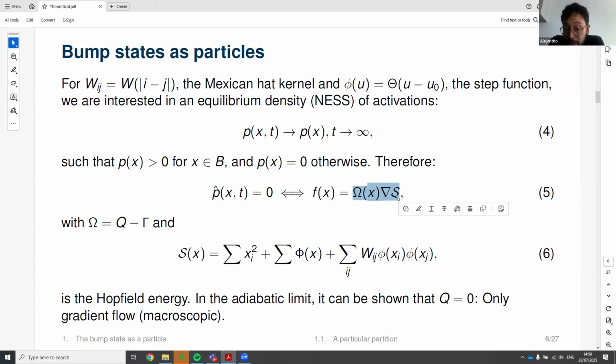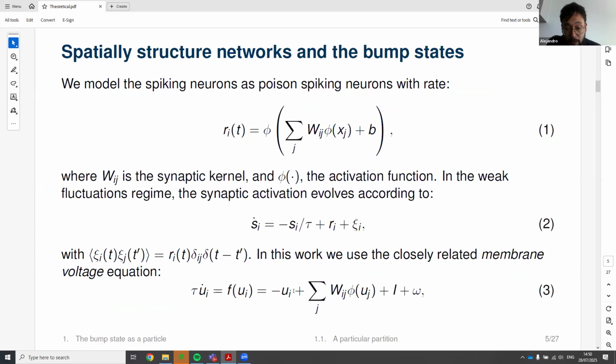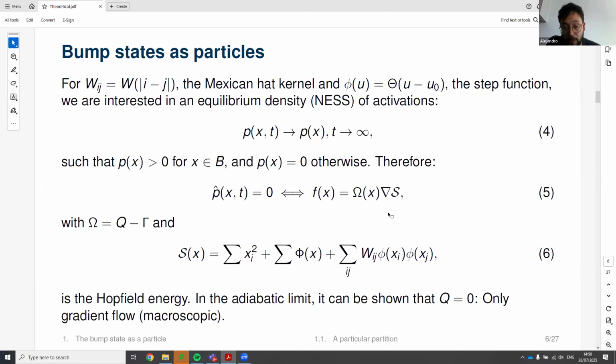So this is trivially true in this case because it turns out that the right-hand side of this equation is just the gradient of the Hopfield energy. And it's easy to show that in the Helmholtz decomposition of these operators, we only have a gradient flow. So the flow essentially, when the fluctuations are small, we just follow the gradient of the Hopfield energy.